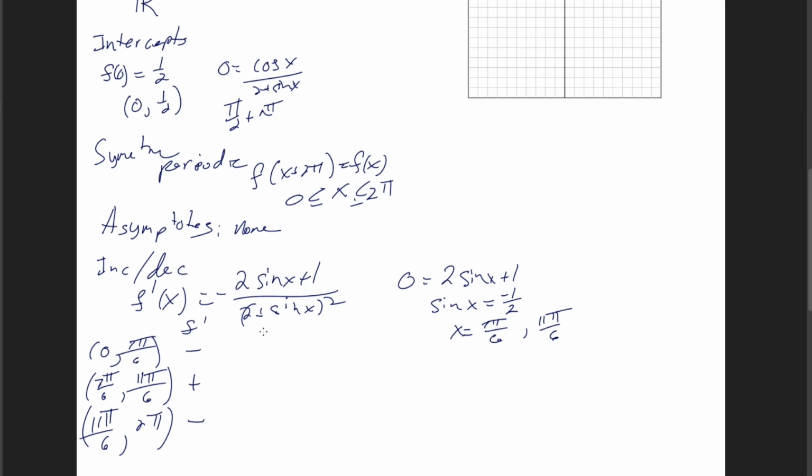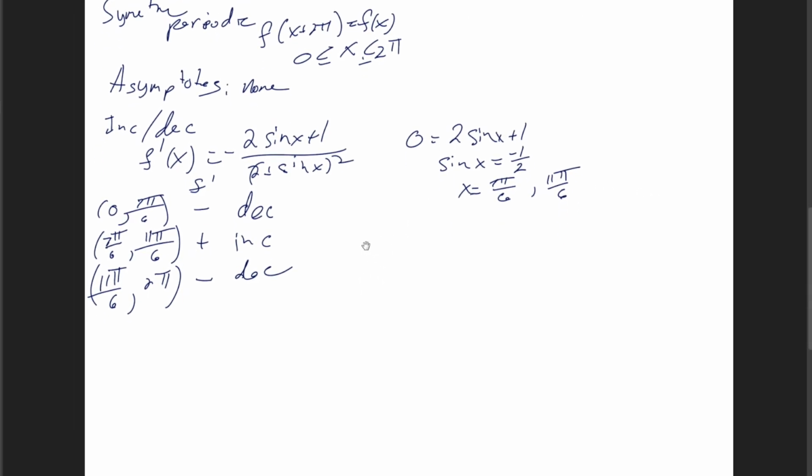Here, we can just test pi. Oh no, pi's not far enough. We can test pi over 3. This becomes -1. So -1 times -2, so this overall is negative, so we get a positive. And then here we can just test the point of 2 pi, and we see that this is, again, negative. And so here it's decreasing, increasing, decreasing.